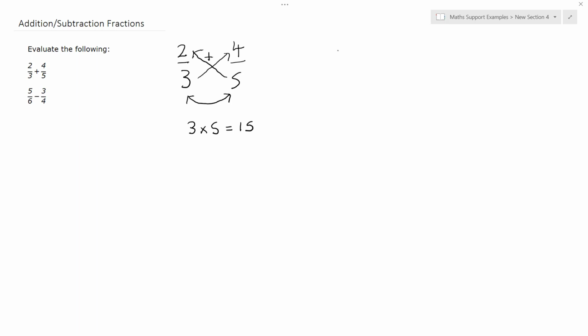So we're going to end up with 2 times 5 over the common denominator of 15 plus 4 times 3 over the common denominator of 15. And then I'm going to work those values out. 2 times 5 is 10. So we have 10 over 15 plus 4 times 3 is 12. So we have 12 over 15.